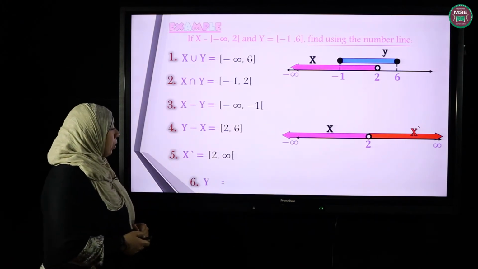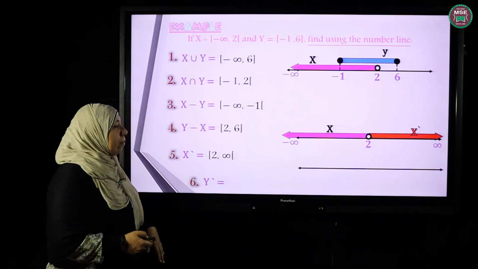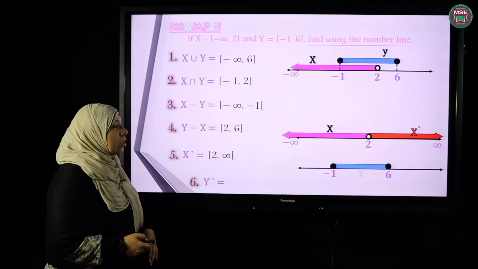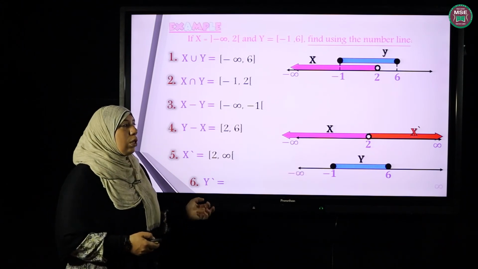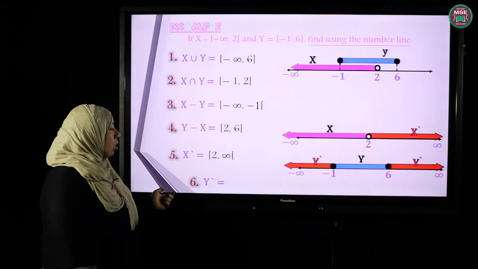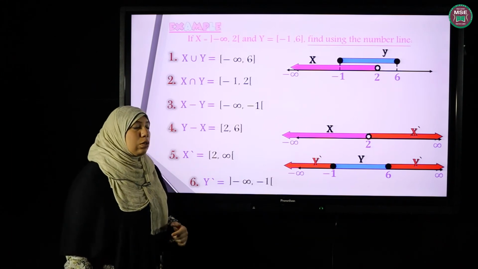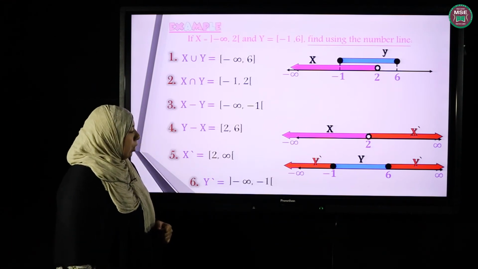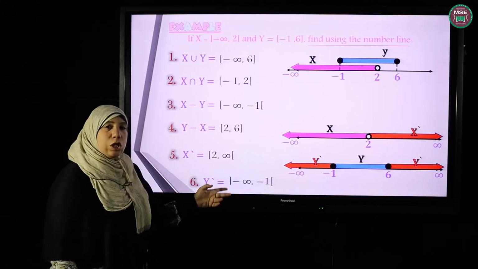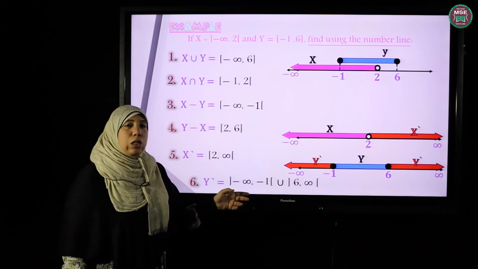Number 6, y dash. So I will do the same again, drawing y on a separate number line. This is y, so the rest of the line from negative infinity to infinity will be y dash. So y dash here will be written in two different intervals. One of them from negative infinity to negative 1 open, changed in y, and from 6 to infinity, putting a union sign between them.